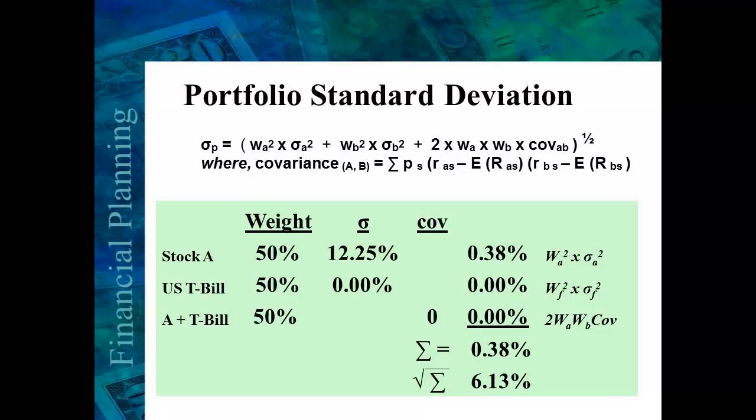As you can see, when a risk-free asset is combined with a risky asset, the standard deviation of the two-asset portfolio is equal to the weighted standard deviation of the risky portfolio. Why? Because the risk-free rate doesn't have risk. The standard deviation of a risk-free asset is 0. Therefore, the risk associated with the T-bill is 0. The covariance is also equal to 0.